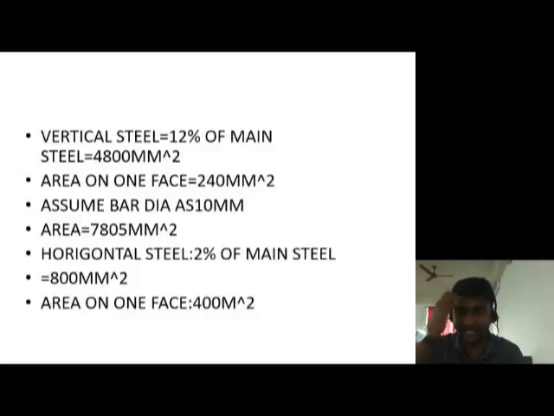Then we will be getting the area, similarly, pi by 4 into d square, which is around 78.5 mm square. Then horizontal steel is 2% of the main steel. Horizontal steel will be 2% of the total main steel, so we will be getting around 800 mm square. Then the area of one face divided by 2, as it contains two faces, will be for one face 400 mm square.